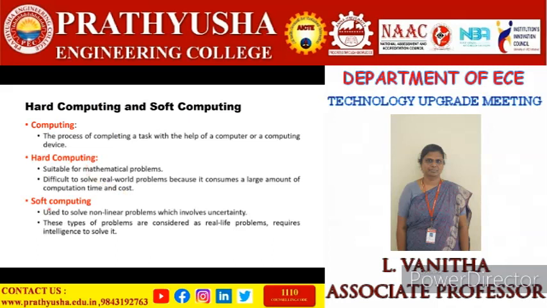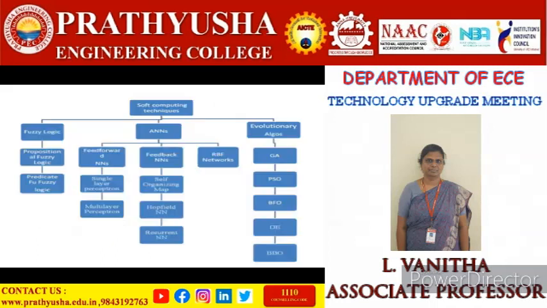On the other hand, soft computing is used to solve nonlinear problems which involve uncertainty. These types of problems we consider as real life problems, and they require intelligence to solve. Soft computing techniques can be categorized into three types. The first one is fuzzy logic, the second is artificial neural networks, and the third one is evolutionary algorithms. Under this, we have genetic algorithm, the topic which we are going to see now.